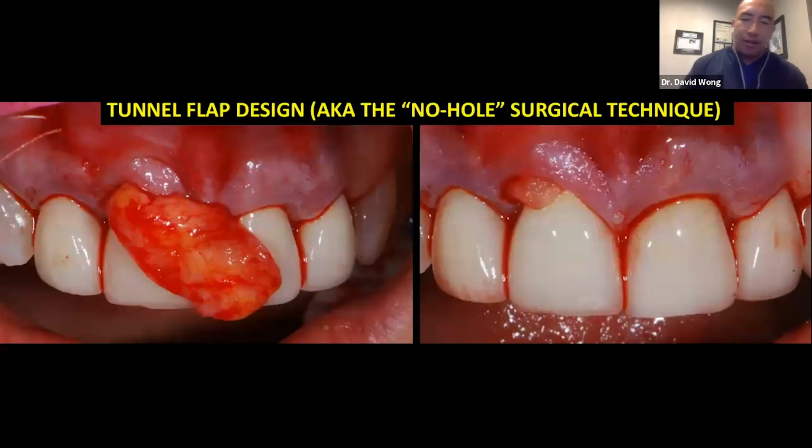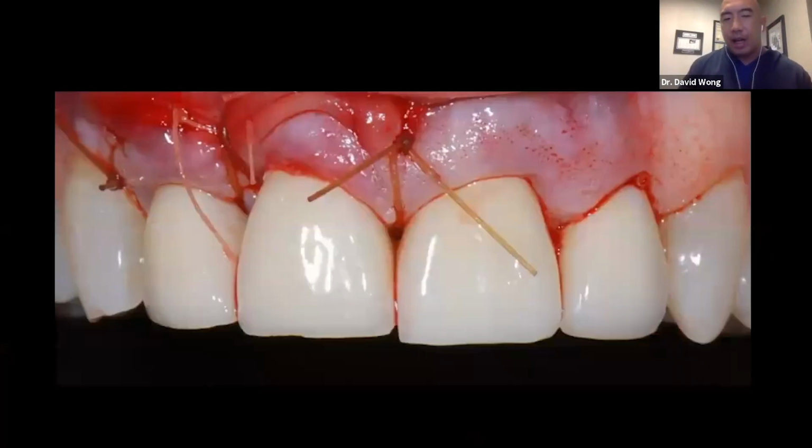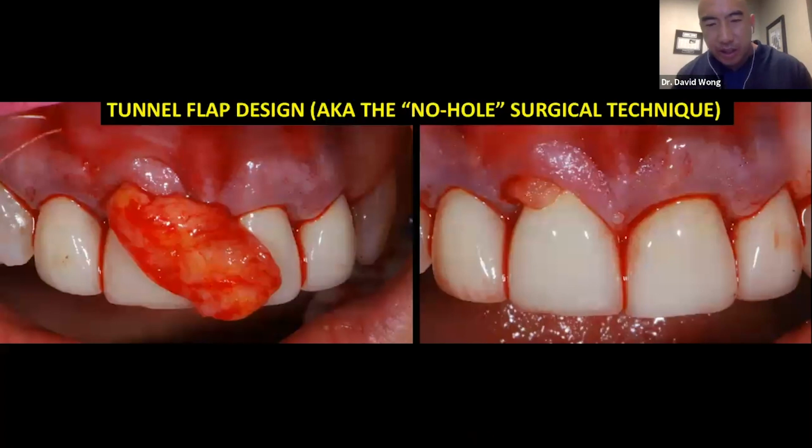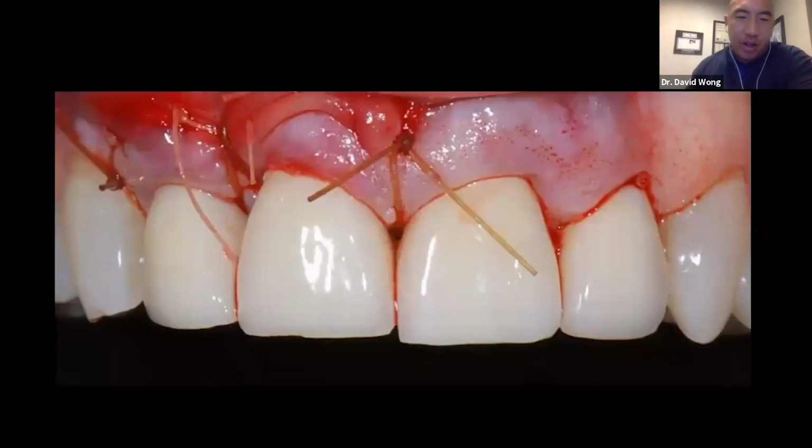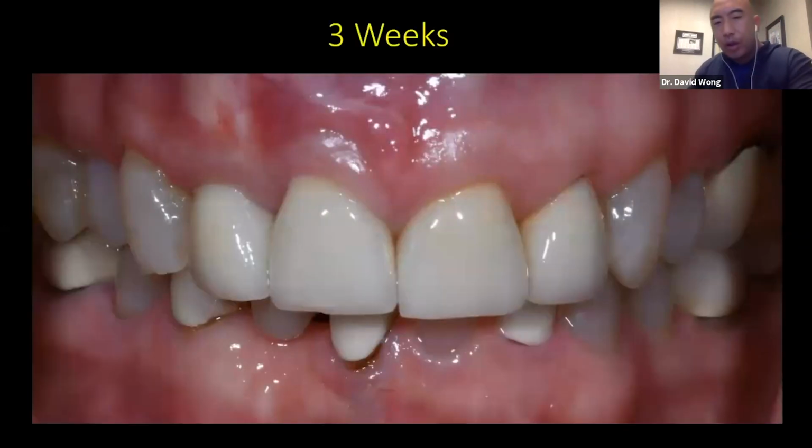So here, the flap design, we just decided to tunnel it because once again, we try not to reflect the papilla. That would be a bad thing. Tunnel flap design, I also call it the no-hole surgical technique just because it's kind of a play on the pinhole technique. But anyway, using a no-hole technique, we place the connective tissue graft through the sulcus and over the exposed abutment. Here we are at 3 weeks.